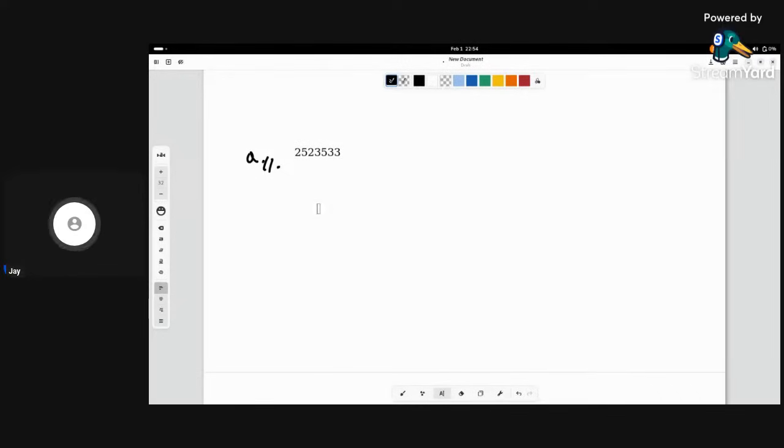Now, for question 1, let's look at the first sample test case. It is 2523533. According to the question, we had to find the first valid pair. The first condition for any pair is that its two digits, its two members, should not be equal. So 2 should not be equal to 5.